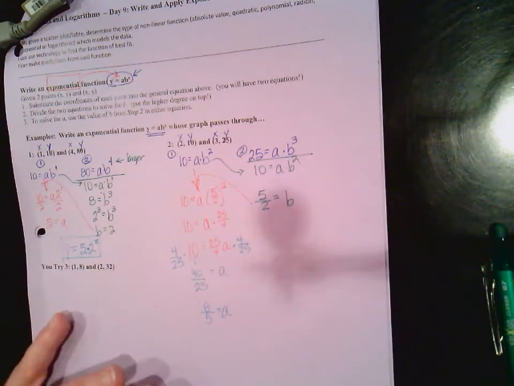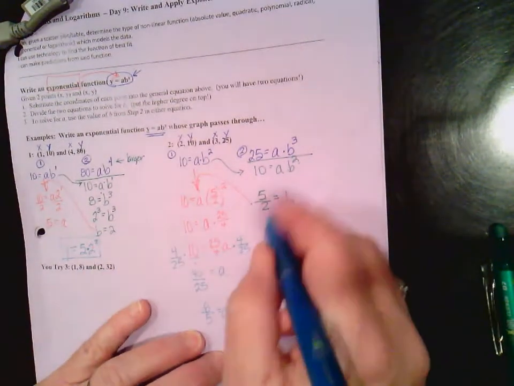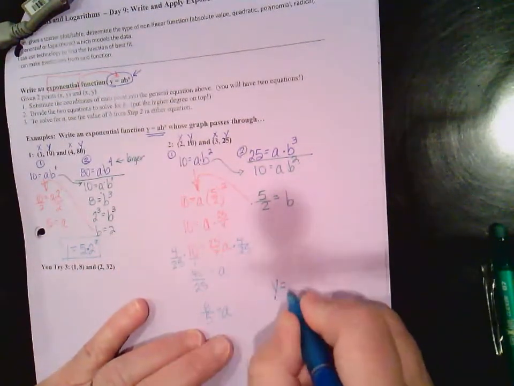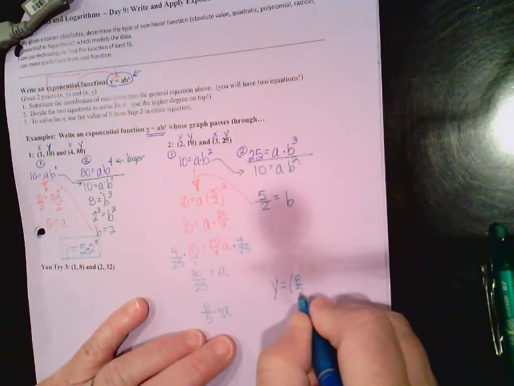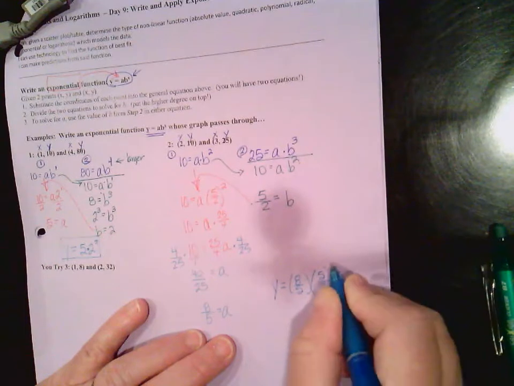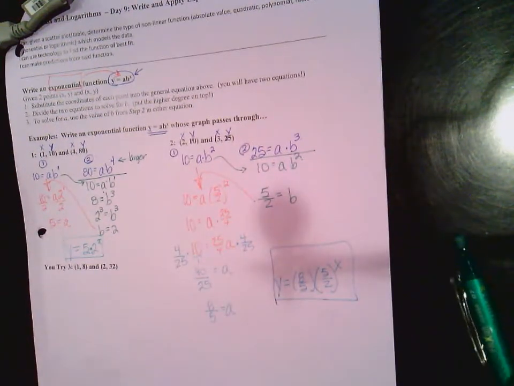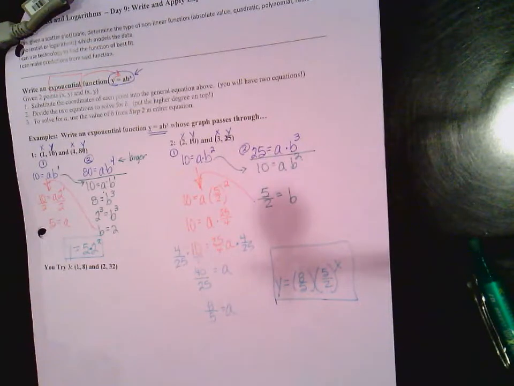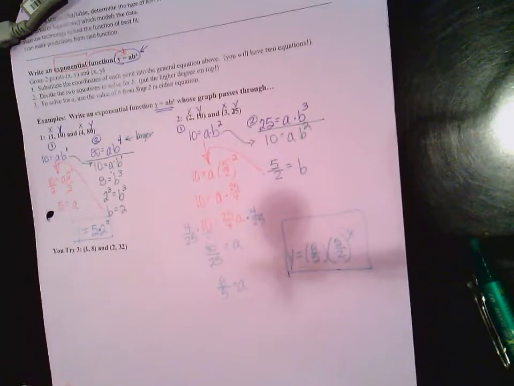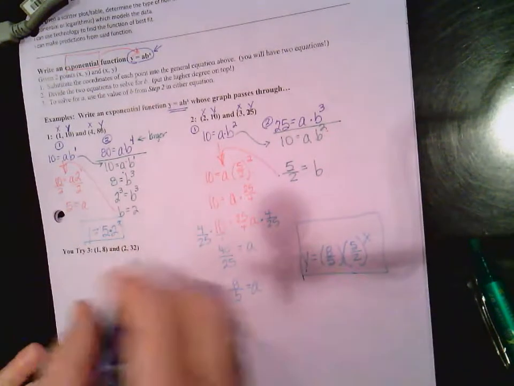So now if I'm going to rewrite this exponential function with my a and my b, I have y equals my a, which is 8/5, times my b, which is 5 halves, to the x. And that's your final answer. Okay, and usually I skip these you try ones, but since we're doing this on video, and you don't have a chance to ask me any questions, I'm going to do this one also.